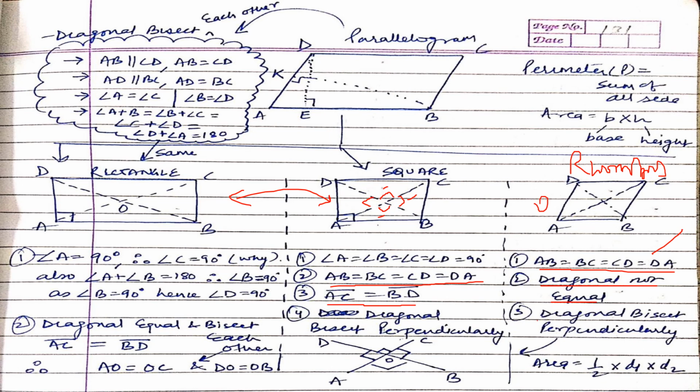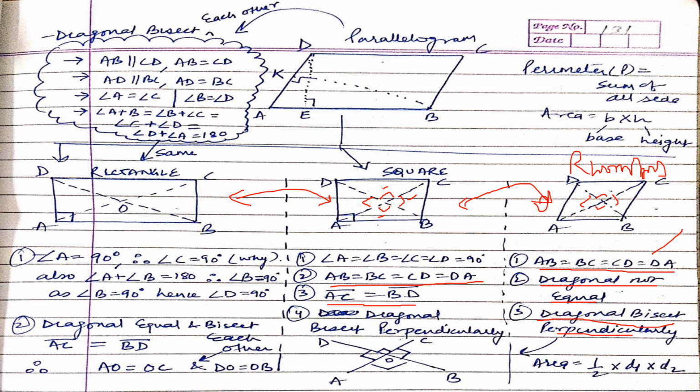Third thing, diagonals bisect perpendicularly. So it is same for square and rhombus. In both of them, diagonals bisect perpendicularly. It can be asked from you, what is the difference between square and rectangle? What is the difference between rectangle and rhombus? So you need to understand the differences also at the same time. Try to compare these properties, then you will understand more about this.